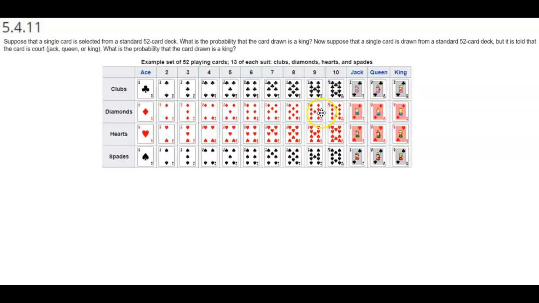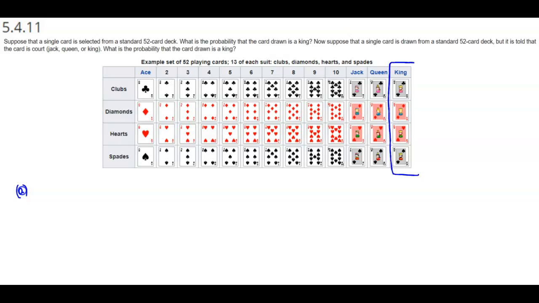So here we have a deck of cards. There's a total of 52. We have 13 of each suit. We have clubs, diamonds, hearts, and spades. Okay, and so for part A, we're going to answer the first question. So how many cards do we have of kings?